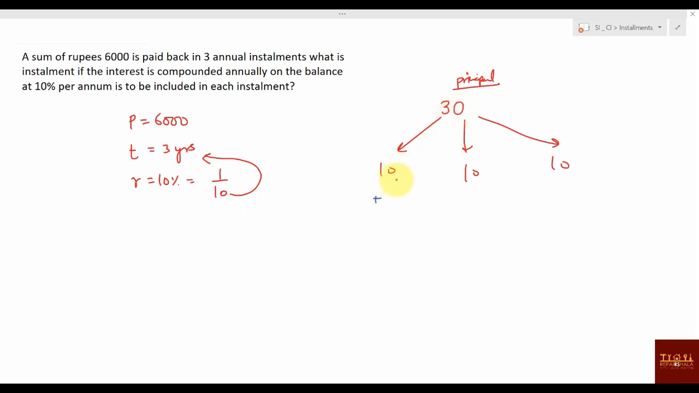See, when you are paying 10 rupees as an installment, 30 rupees is standing. Means on 30 rupees you have to give the interest, that is 1 by 10. Then you have paid 10, so from the principal 10 is gone. Now what is remaining? 20 into 1 by 10. They are telling you, compounded annually on the balance at 10% per annum. Means whatever you keep on paying, on the remaining balance you have to give the interest. You have to calculate the interest and include it in your installment and pay.